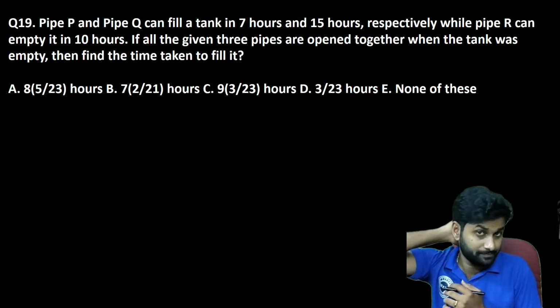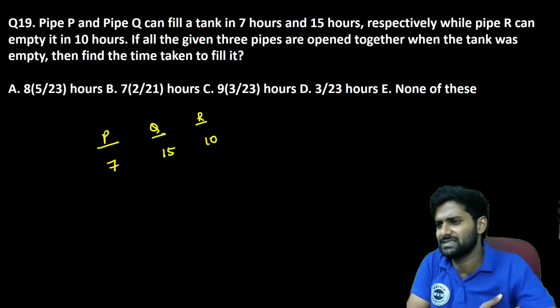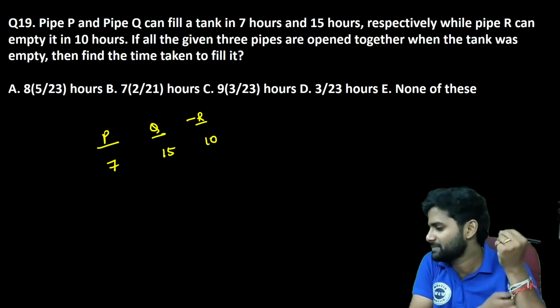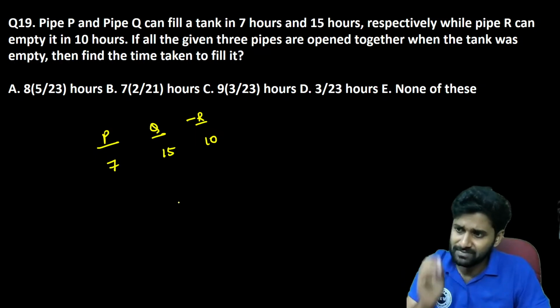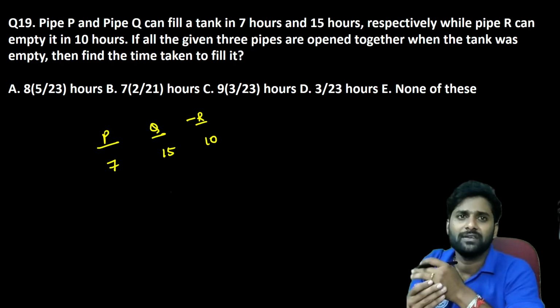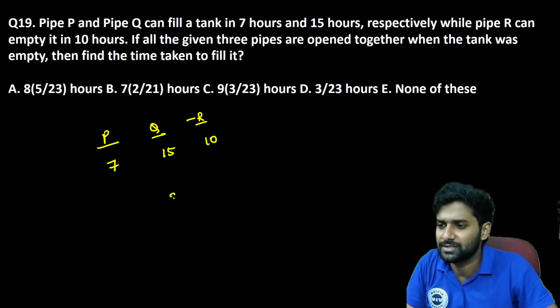The next question. Pipe P, pipe Q fill the tank in 7 hours, 15 hours. Pipe R can empty it in 10 hours. Guys, it's an empty tank, with an emptying pipe. So what is the LCM of 7, 15 and 10? For 15 and 10 you can take 30. The common multiple of 30 and 7 is 210.